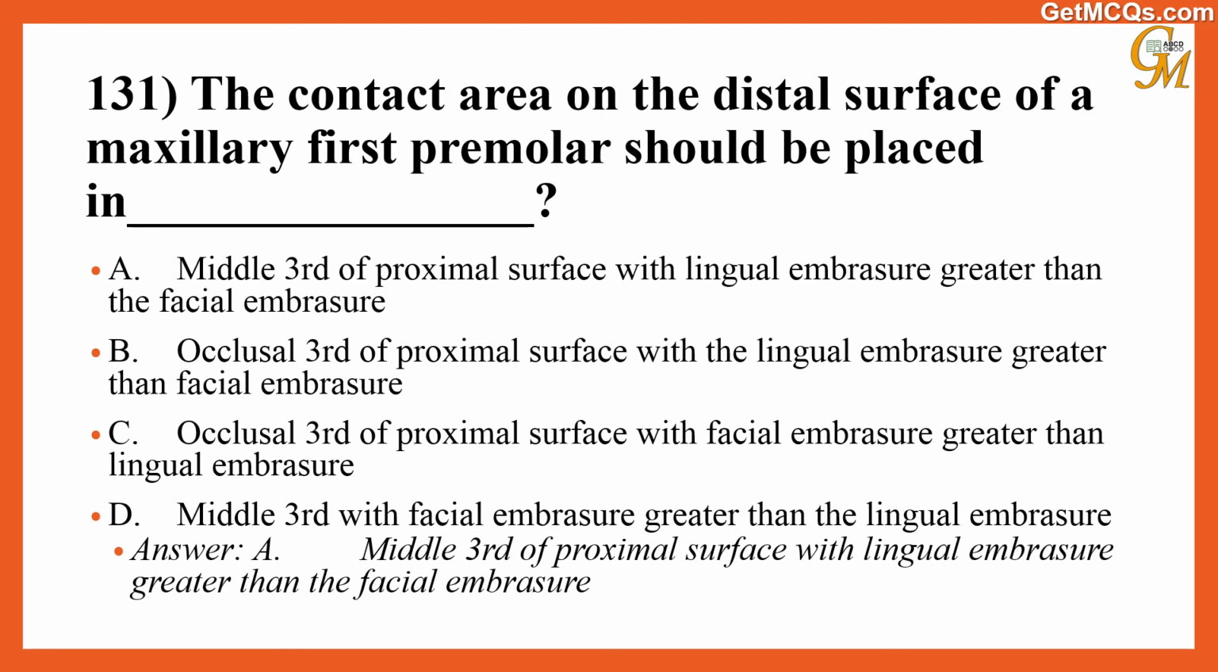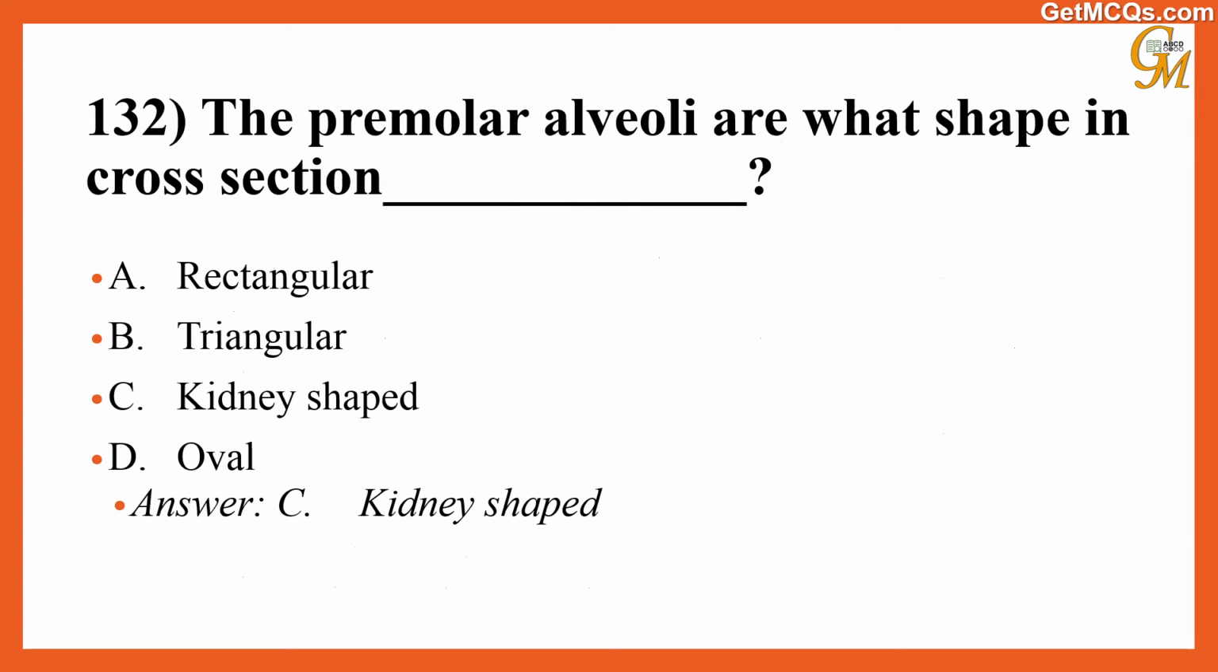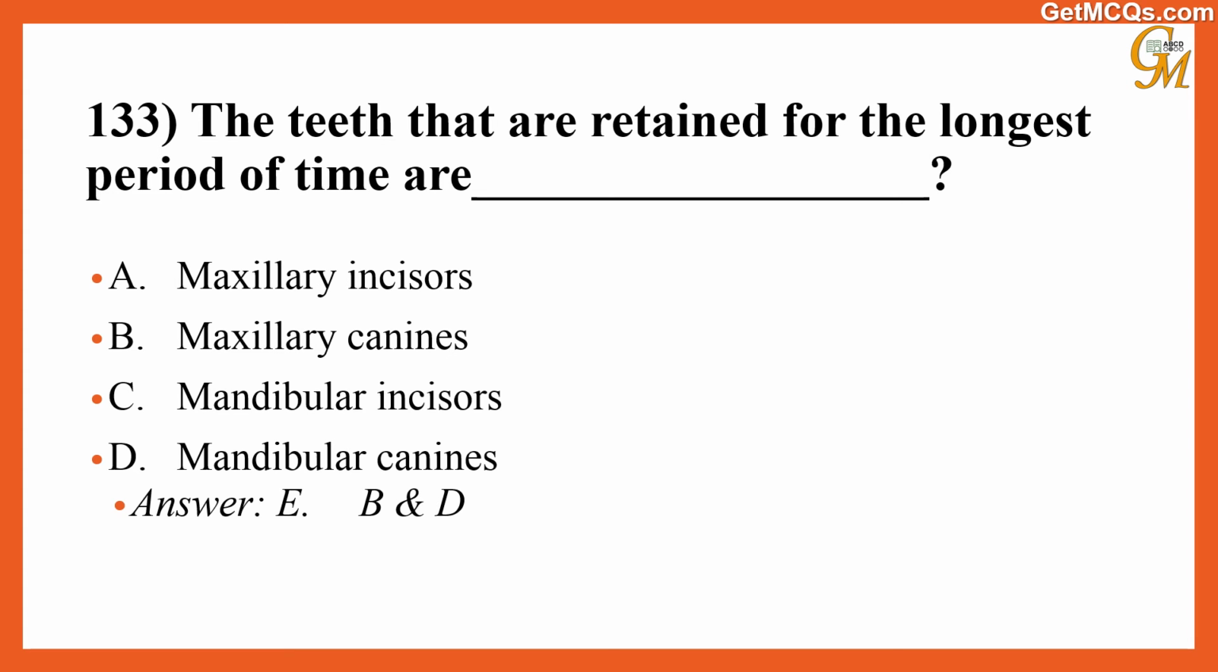131. The contact area on the distal surface of a maxillary first premolar should be placed in? Answer: A. Middle third of proximal surface with lingual embrasure greater than the facial embrasure. 132. The premolar alveoli are what shape in cross-section? Answer: C. Kidney-shaped. 133. The teeth that are retained for the longest period of time are? Answer: E. B and D.